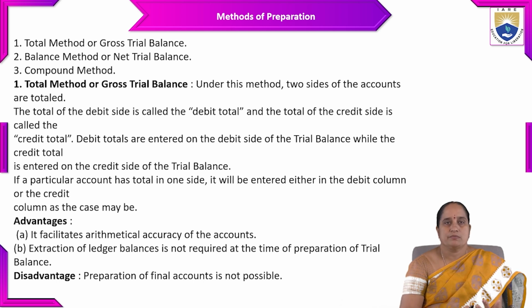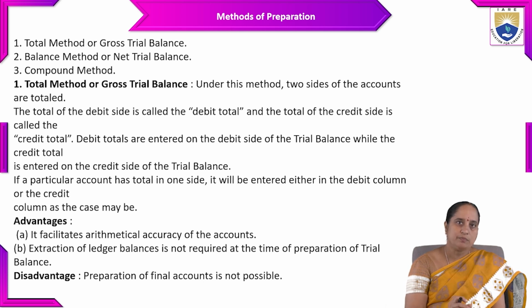Coming to the advantages of the total method or gross trial balance, it facilitates checking the arithmetical accuracy of the accounts. Extraction of ledger balances is not required at the time of preparation of the trial balance. Apart from these advantages, it has one disadvantage, that is, preparation of final accounts is not possible.